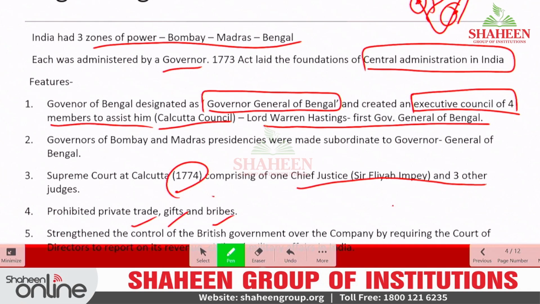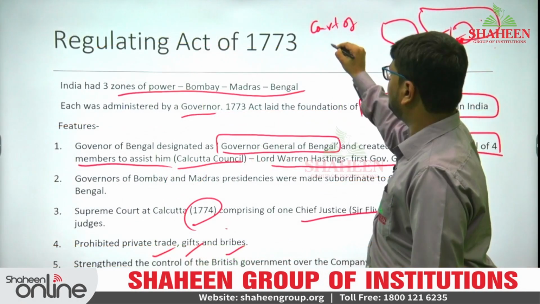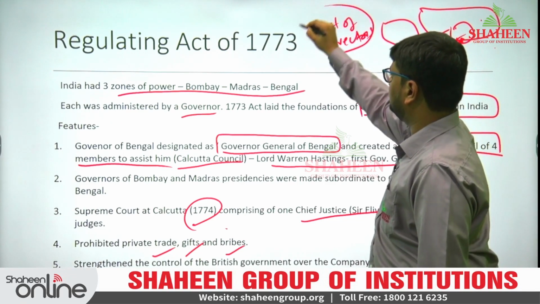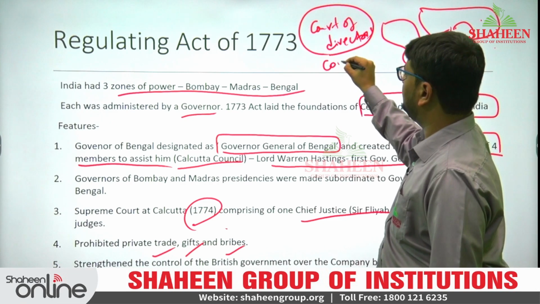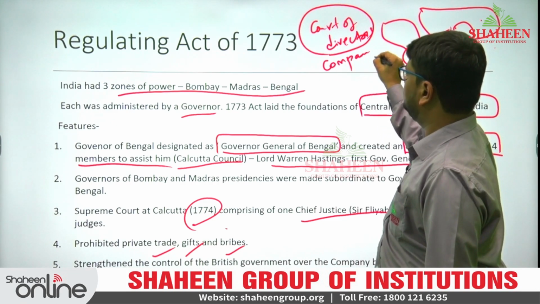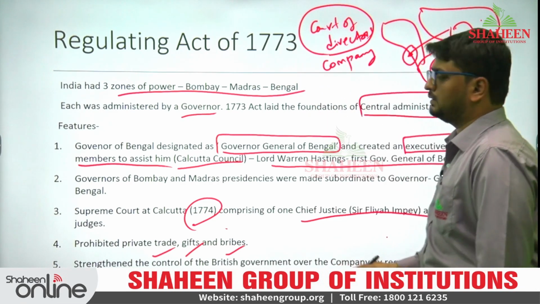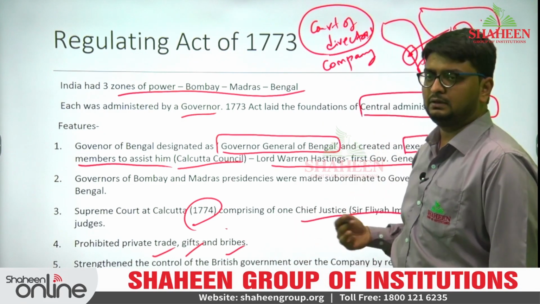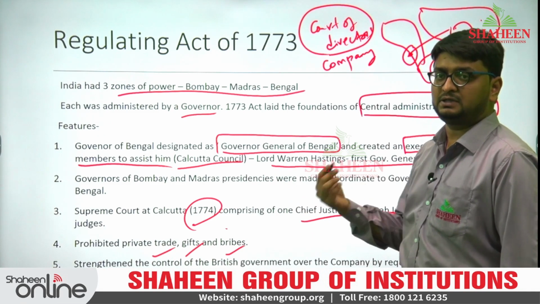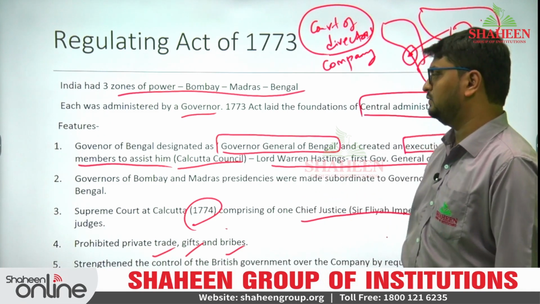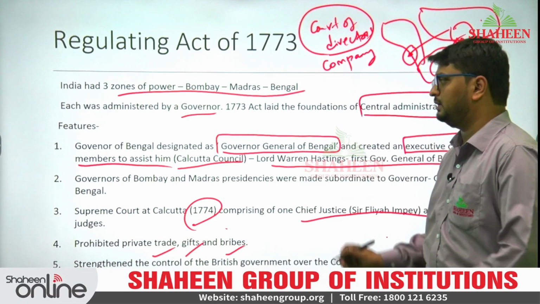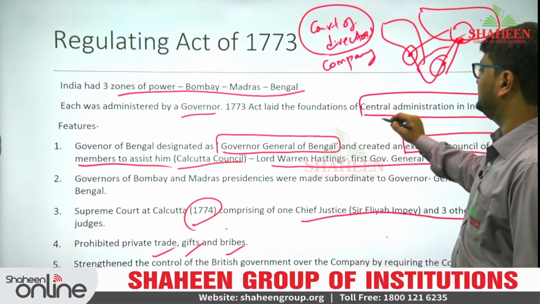Now, the court of directors was a company body. The Regulating Act asked the court of directors to always inform the British government about the revenue they are getting. So the Regulating Act of 1773 made this first step of centralization.